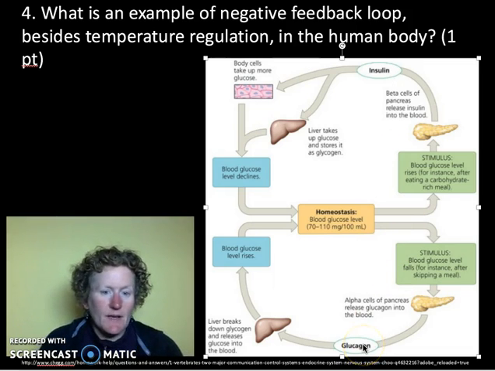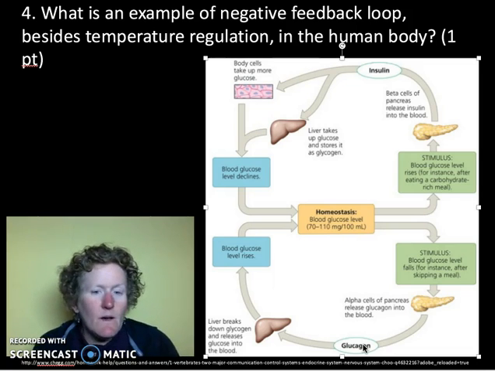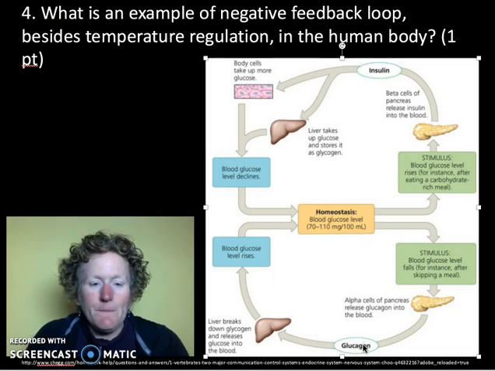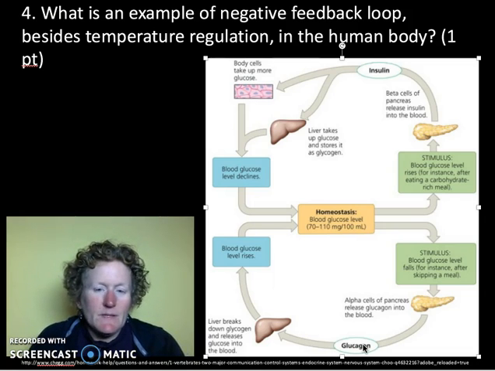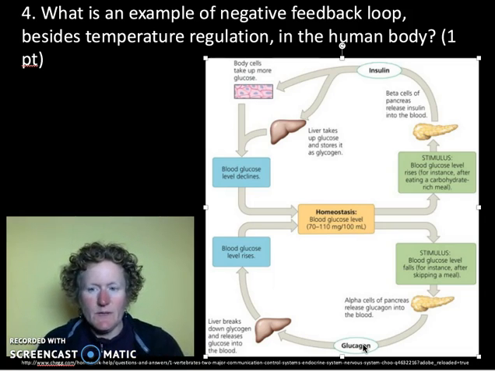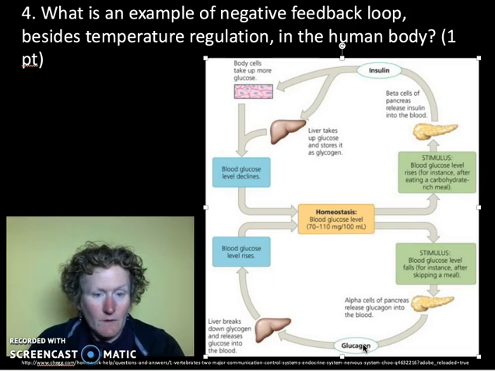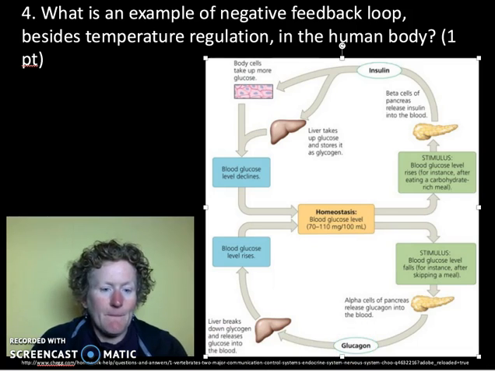Glucagon is the other side of the system. When you're feeling a little slow and laggy and your blood sugar is maybe a little low because you haven't eaten lunch in a while, your body releases glucagon, which tells your cells to release sugar out into the bloodstream, or your liver more specifically.